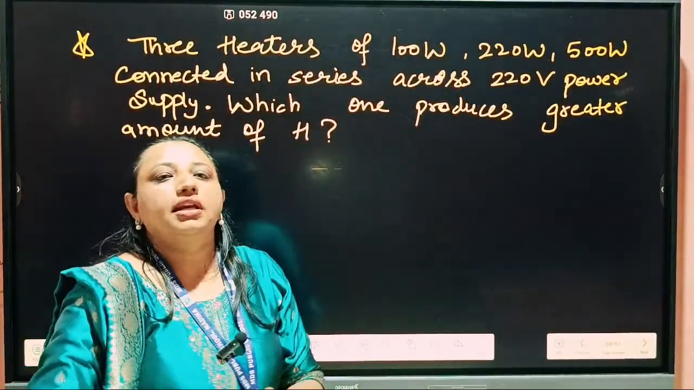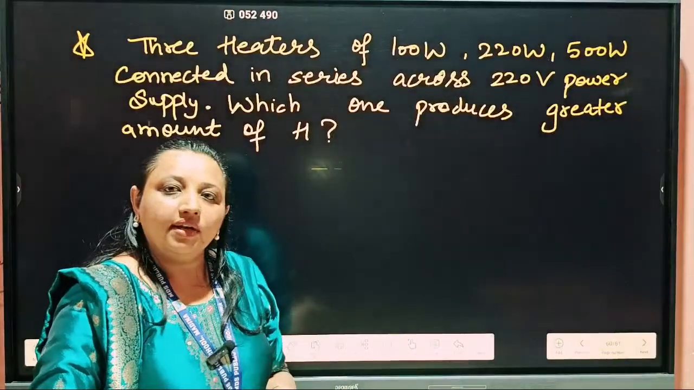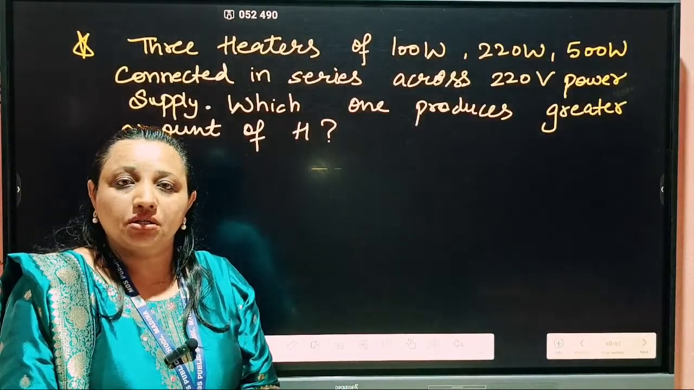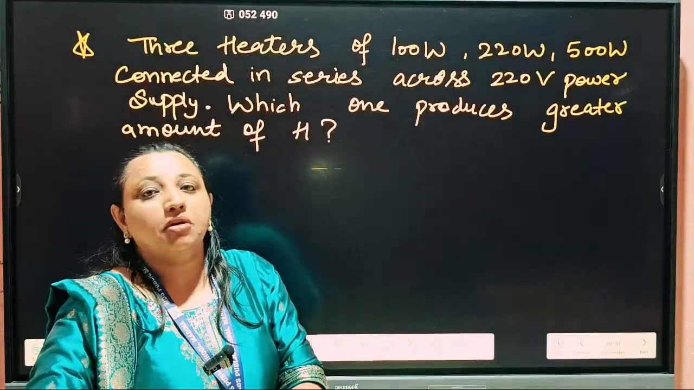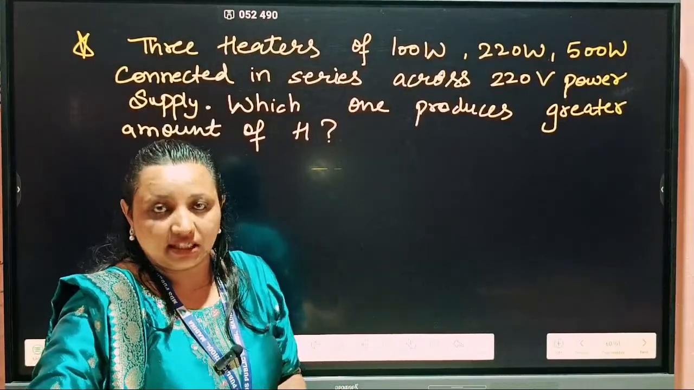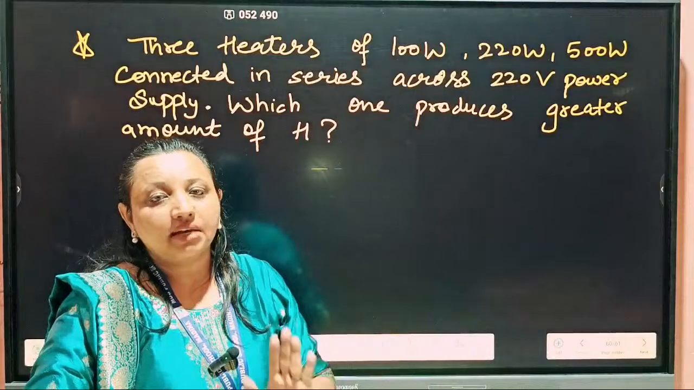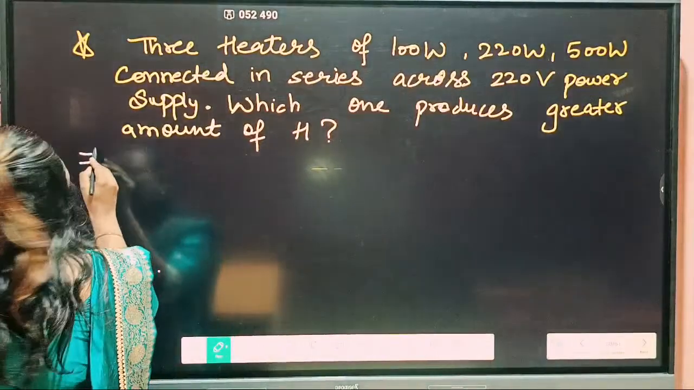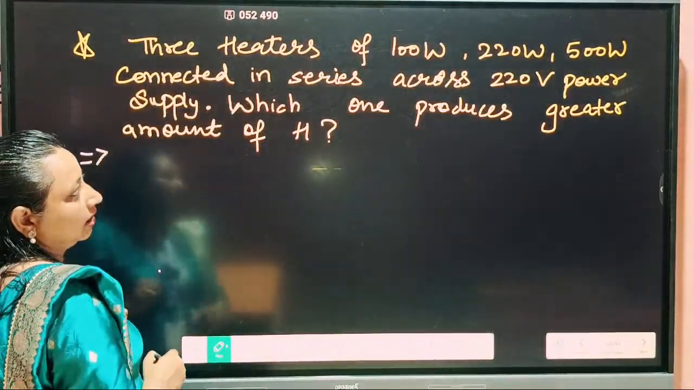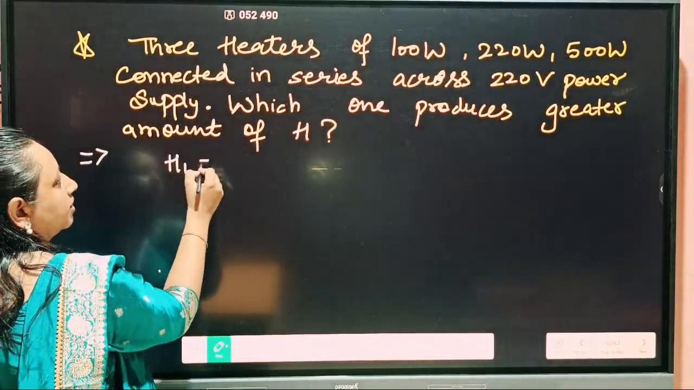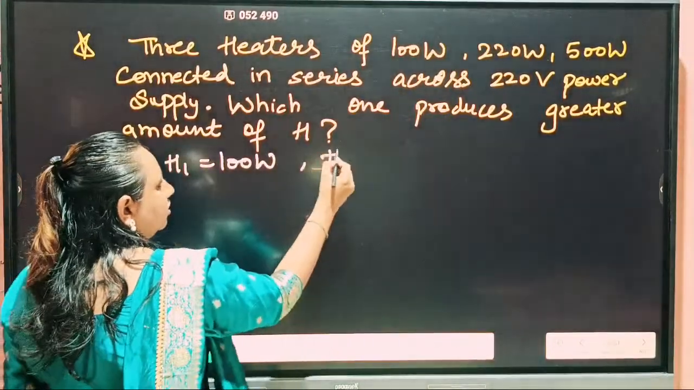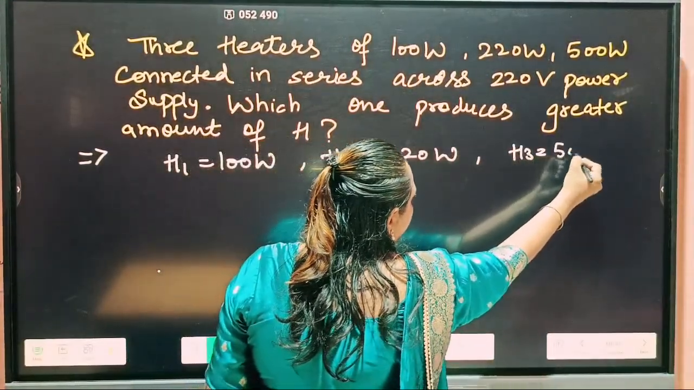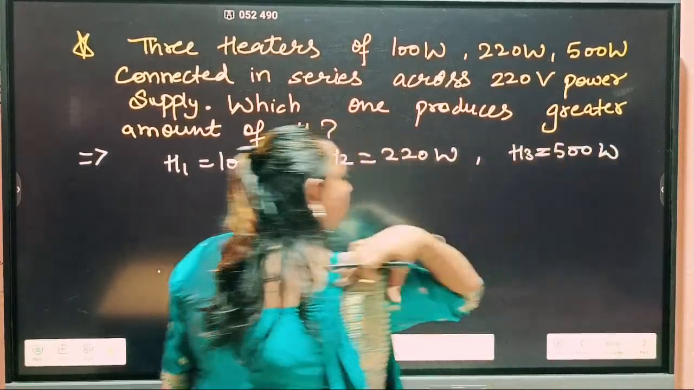Similarly, the question may be asked that in case of bulbs, there are 3 bulbs connected, having any 3 rated powers connected in the series combination or maybe in the parallel combination. Which one glows brighter, or which one produces greater amount of heat energy, and which one fuses firstly? Yeah, whose consumed power is greater? These type of questions will be asked from this concept. So here, the question is, we have 3 heaters. H1 is equals to 100 watt, H2 is equals to 220 watt, and H3 is equals to 500 watt.